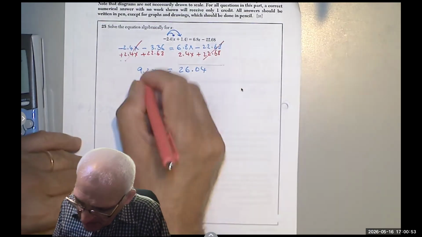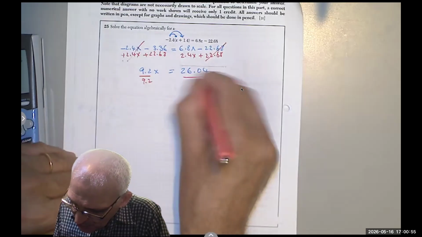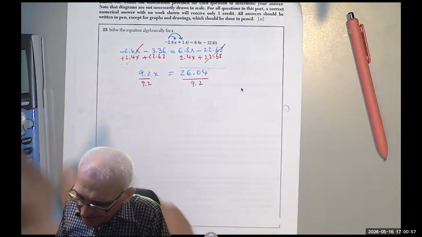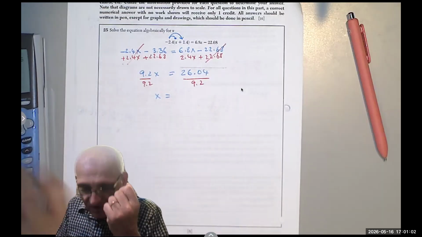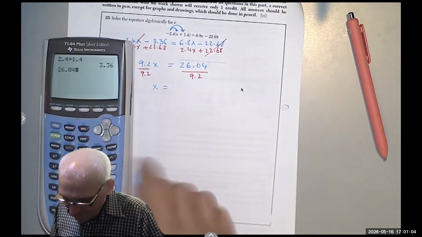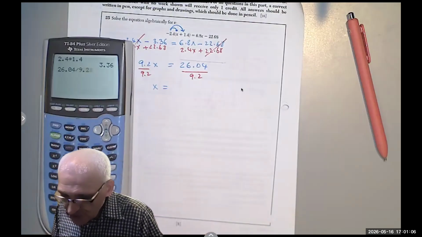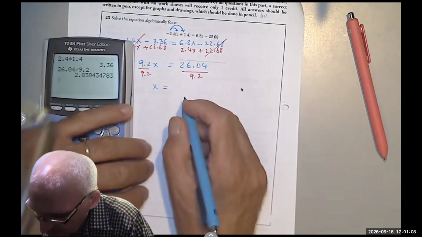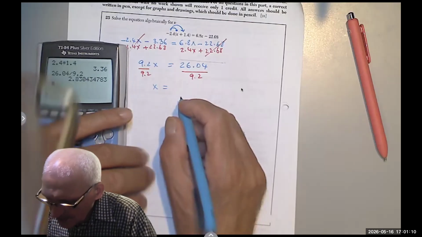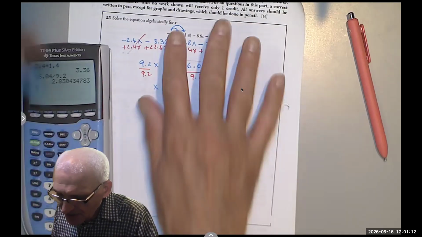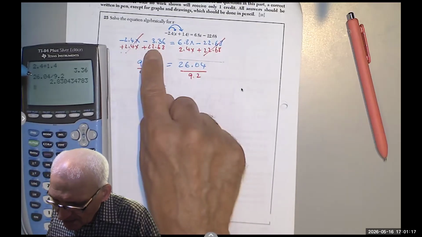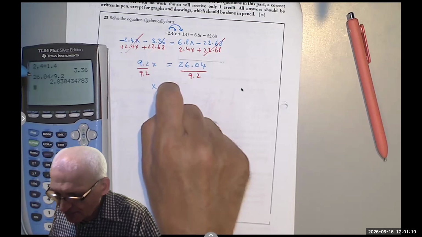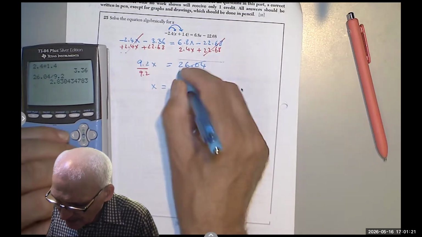And finally, I'm going to divide both sides by 9.2. You are showing your work. And you can say x equals 2.604 divided by 9.2 is 2.83. Okay, wait a second. Let's check what we did. Yeah, of course, I added these instead of subtracting. I'm sorry.